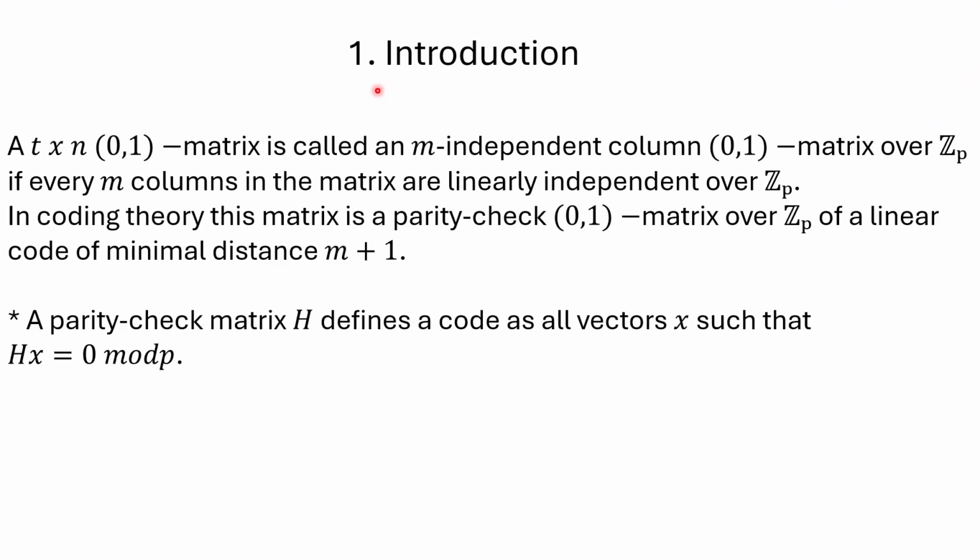So, introduction. A t×n 0-1 matrix is called an m-independent column 0-1 matrix over Zp if every m columns in the matrix are linearly independent over Zp. In coding theory, this matrix is a parity check 0-1 matrix over Zp of a linear code of minimal distance m plus 1. A parity check matrix H, we said, is a matrix that defines a code of all vectors x such that Hx is equal to 0 mod p.